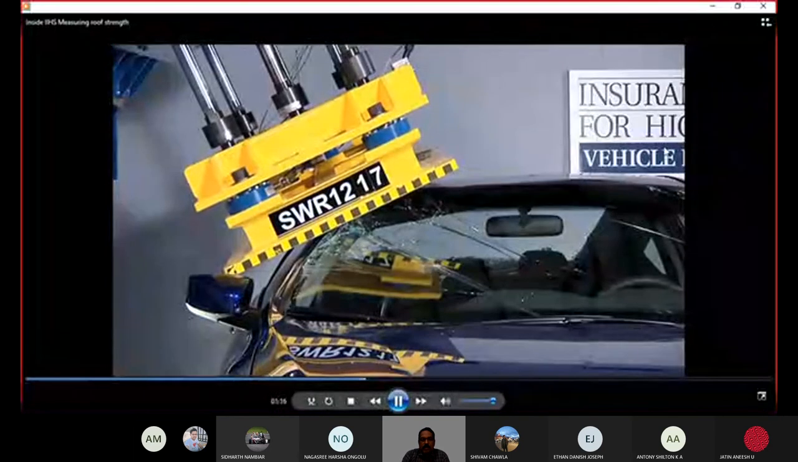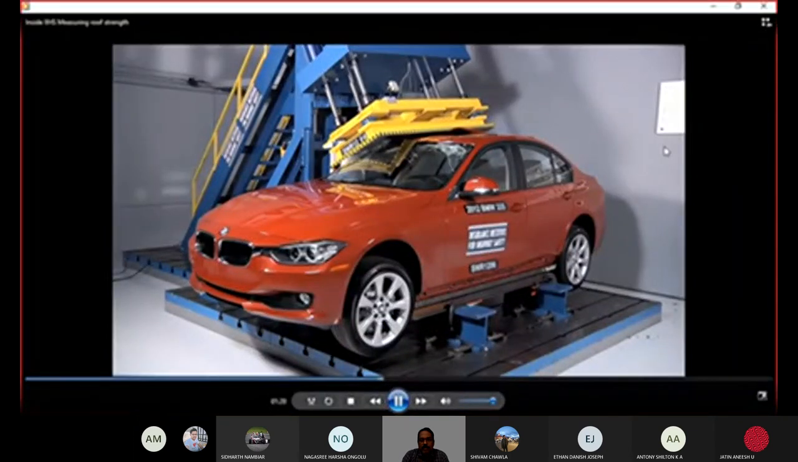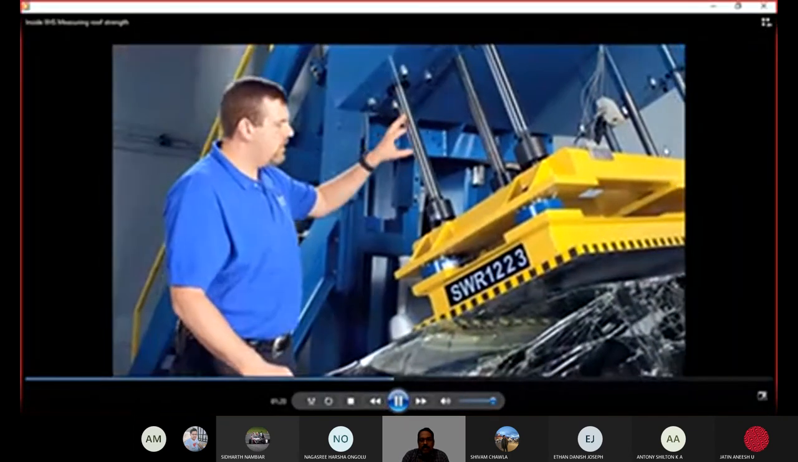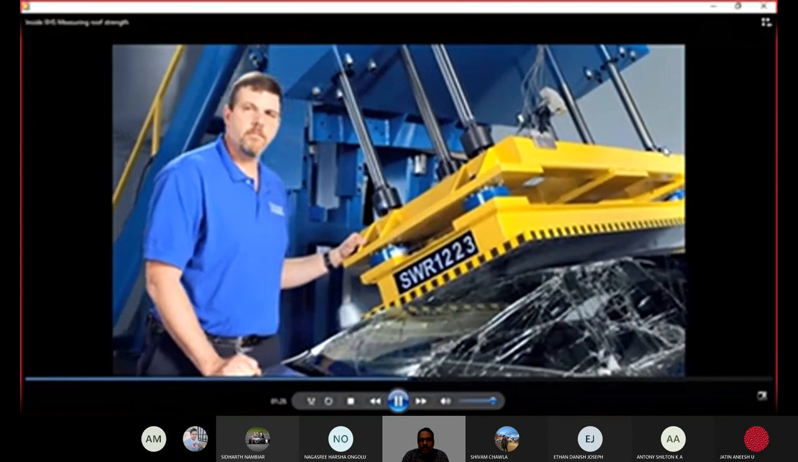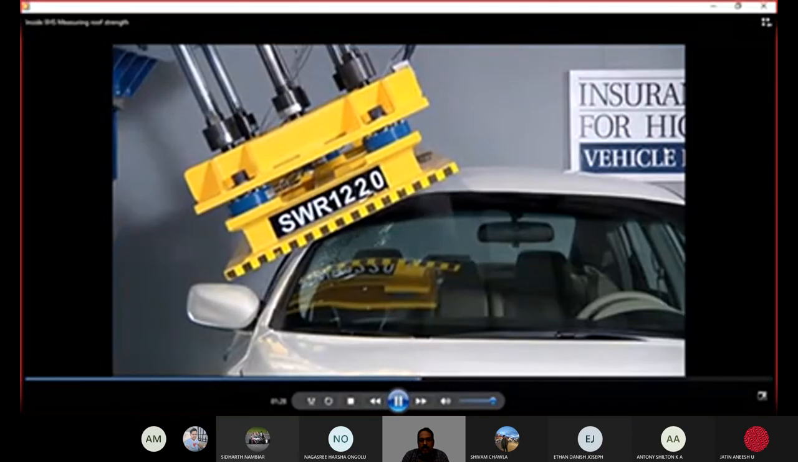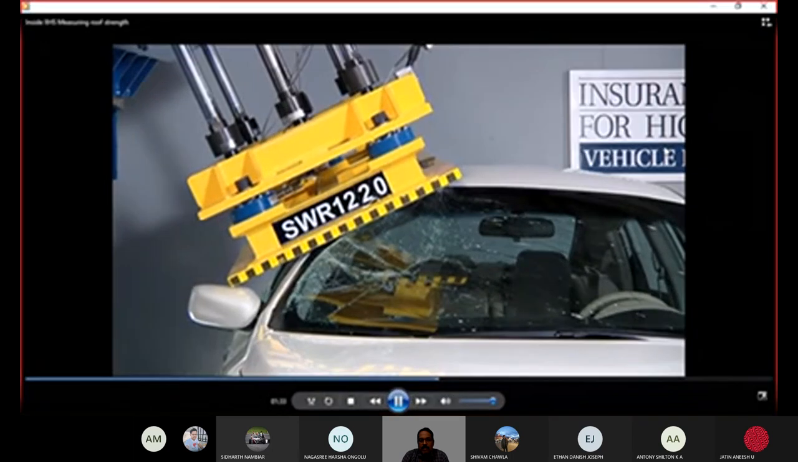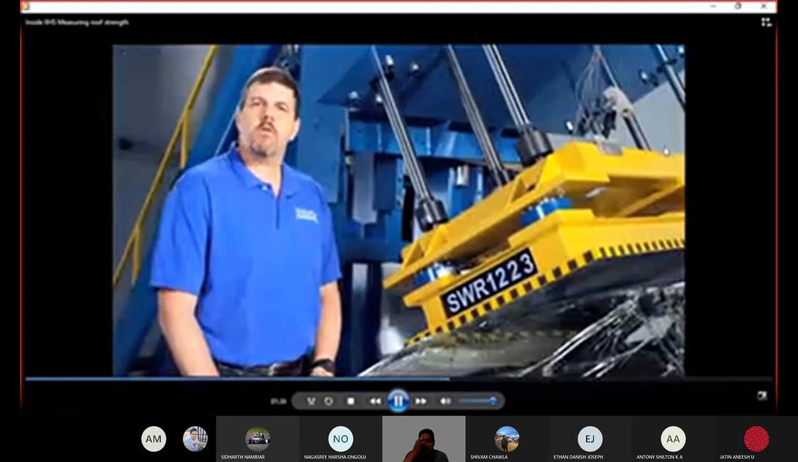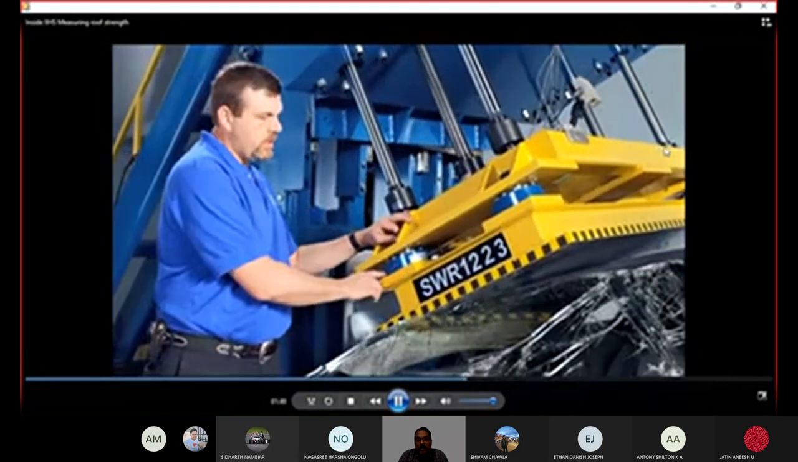In our roof crush machine, we measure the strength of the roof of a vehicle. In order to do that, our machine uses these hydraulic cylinders to push a steel platen into one corner of the roof. We crush the roof through 5 inches, and during these 5 inches, the platen moves at a fairly slow rate of about 1/8 of an inch per second. In that stroke, we measure the maximum force that it takes to crush the car through these load cells.